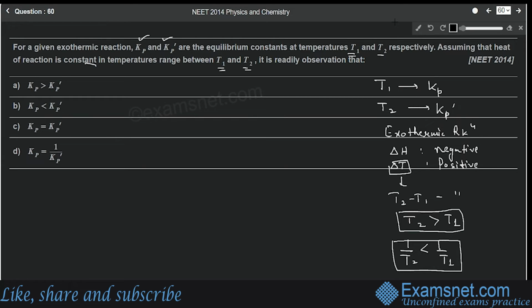Now here we have to find the relation between Kp and Kp dash. So we can use the formula log Kp dash upon Kp equals delta H upon 2.303 R times (1 by T1 minus 1 by T2). Okay, this is the formula that you should remember.